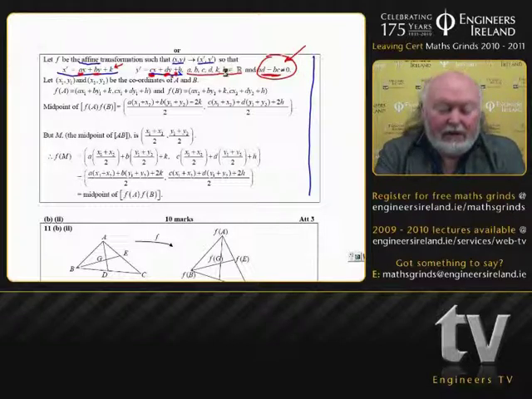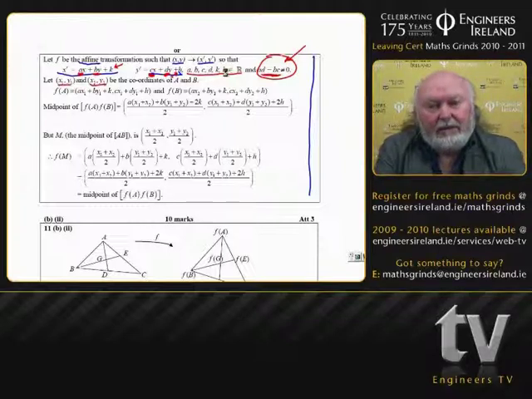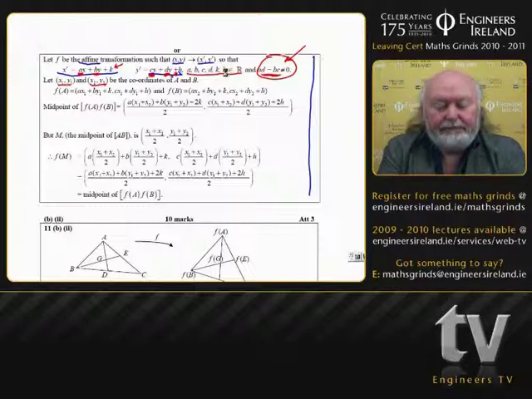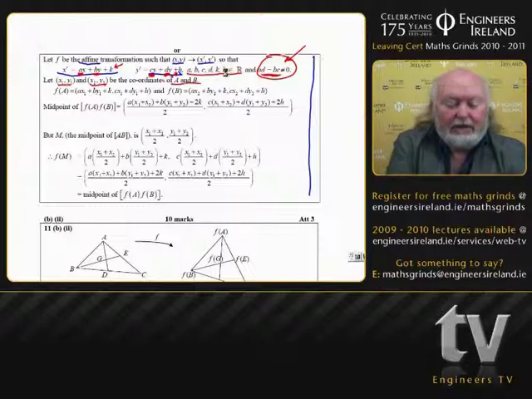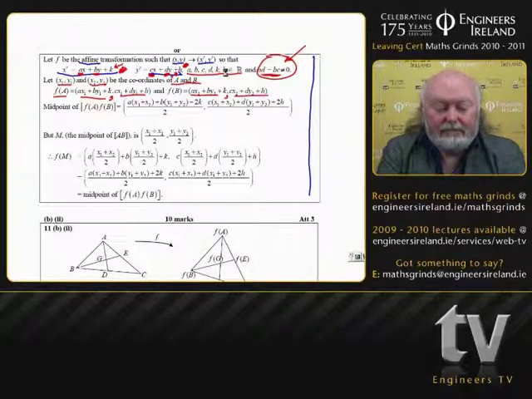Okay? Now then, we've got a point x1, y1, and we've another point x2, y2. They're the coordinates of A and B. We're going to plug them in to that equation and that equation. So f of A is this, comma, this. Pretty obvious. And f of B is that, comma, that. Midpoint of f of AB.